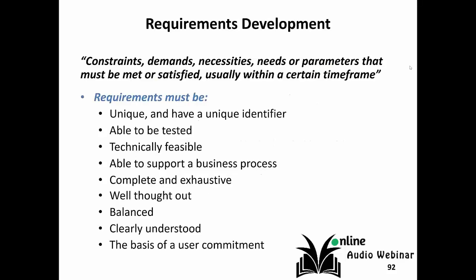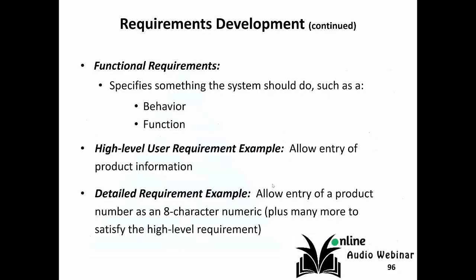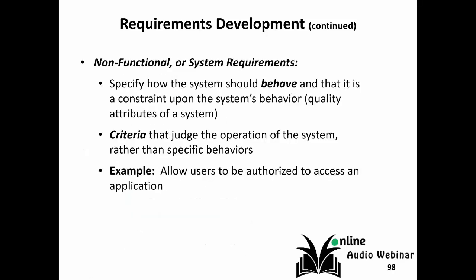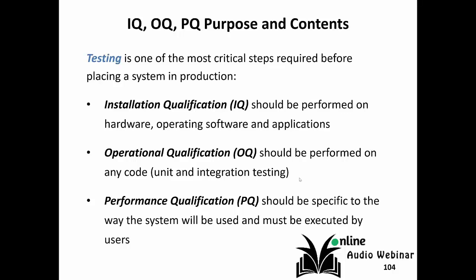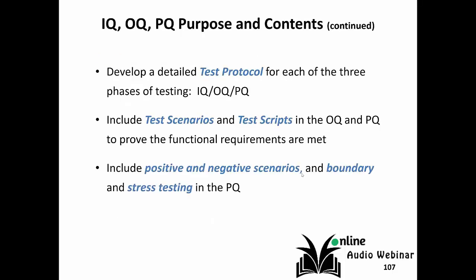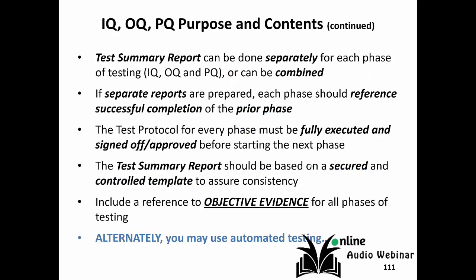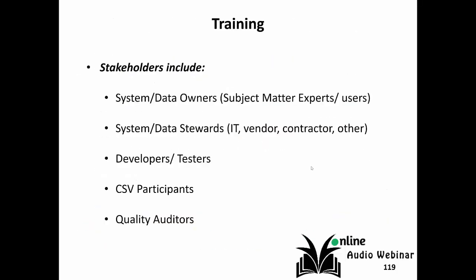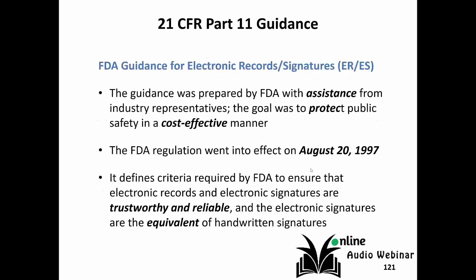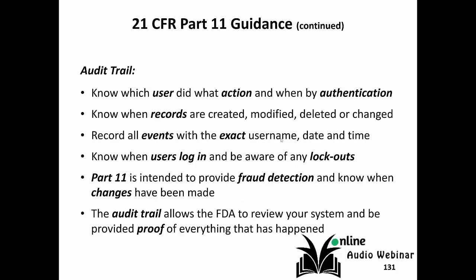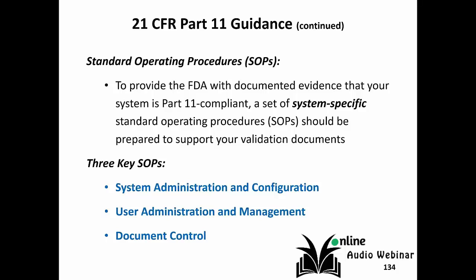Now, requirements. These are very key because they are the constraints, demands, necessities, needs, parameters that have to be met or satisfied. So functional requirements, high level, allow entry of product information, and the non-functionals. And then testing, IQ, OQ, and PQ have to be done. IQ, OQ, and PQ should each have a protocol. Requirements traceability matrix. And training. Now, electronic records and signatures. This is from 1997. Identity management, assigned roles, standard operating procedures, system administration, configuration, user administration and management, and document control.